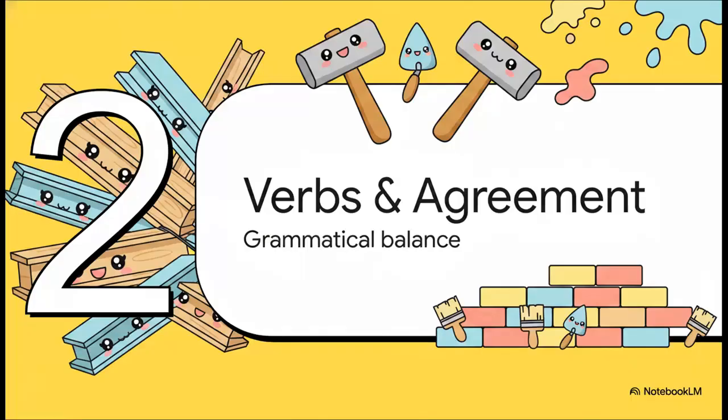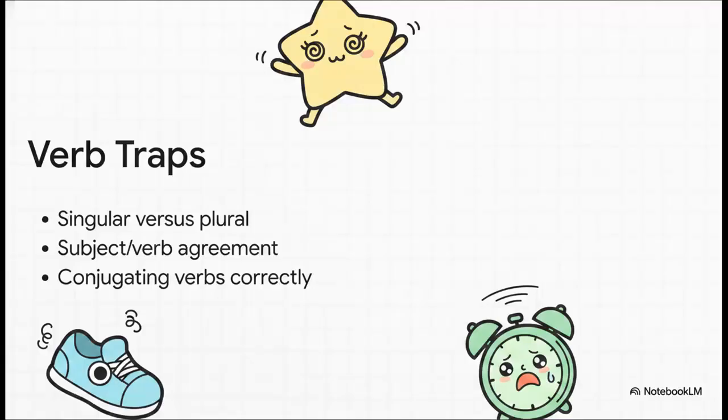Mastering verbs in agreement, which is all about core grammatical balance. If spelling and punctuation are the bricks and mortar, your verbs are the load-bearing structural gems of your writing. This category is the absolute heavy hitter of the WASSCE English exam. Within it, we find errors 2, 3, and 4. Let's list them out. Singular versus plural errors, subject-verb agreement issues, and failing at conjugating verbs correctly.